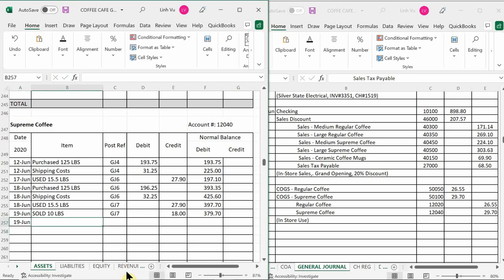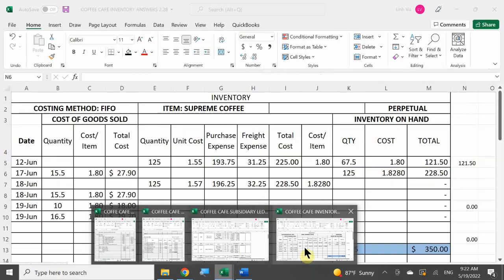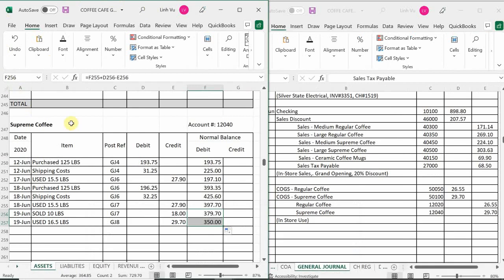I'm updating my Supreme Coffee because I end up using 16 and a half pounds. Okay, which cost me $29.70, and that should give me $350 left in my Supreme account. And is that correct? Yes, I should have $350 left. Right?